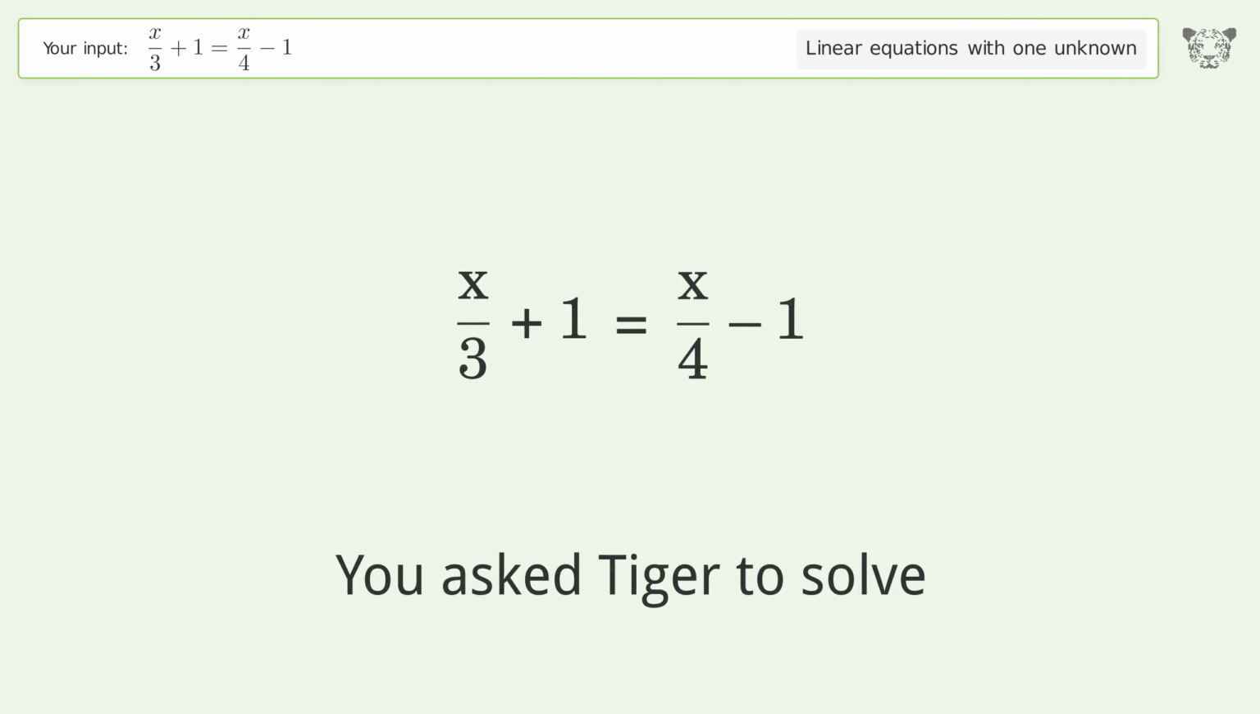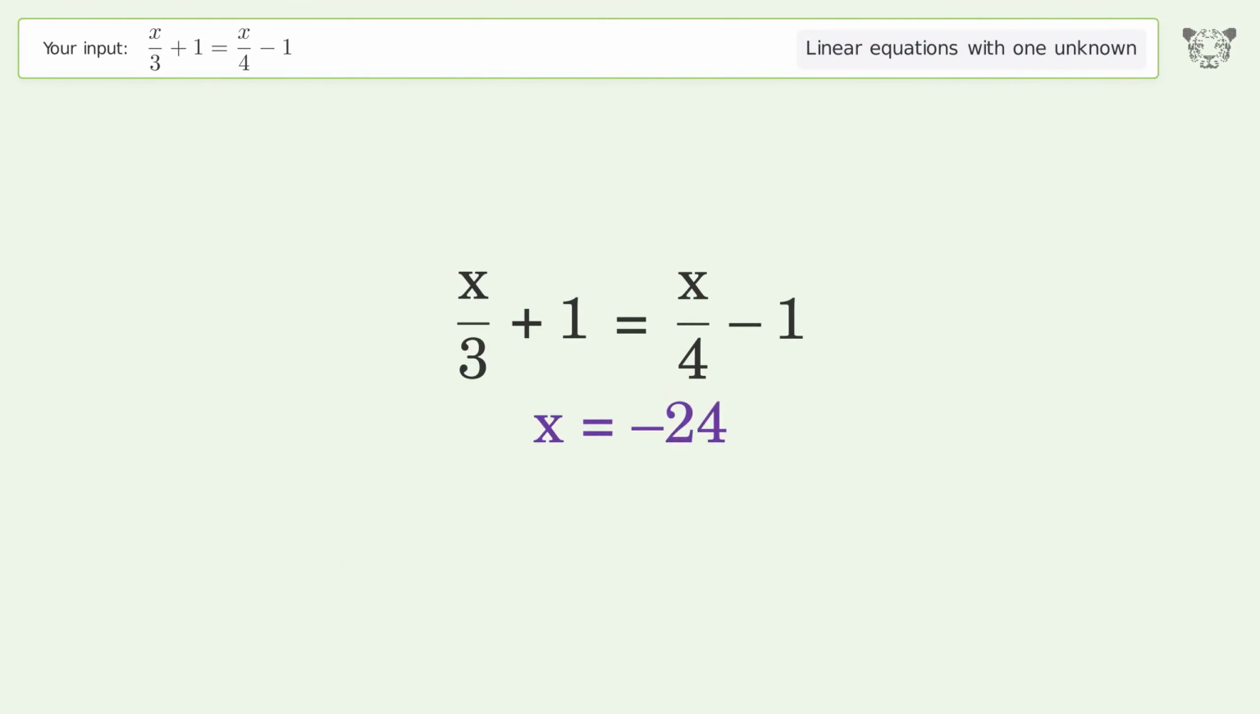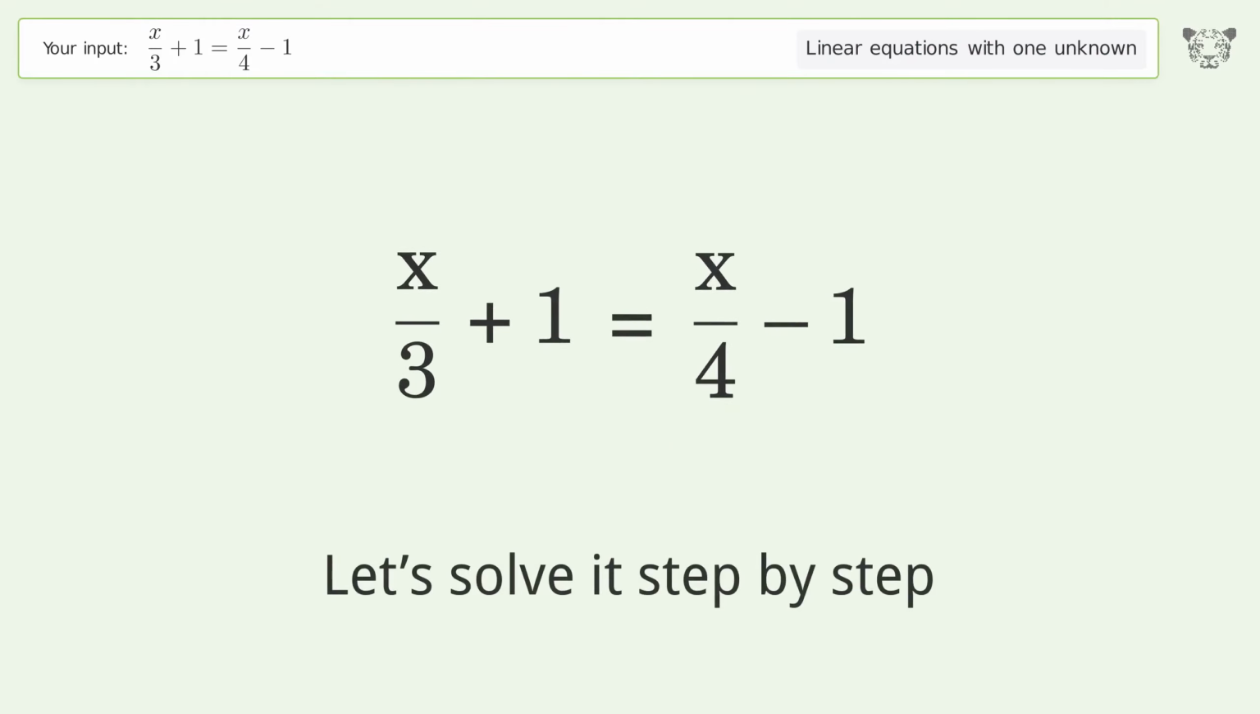You ask Tiger to solve. This deals with linear equations with one unknown. The final result is x equals -24. Let's solve it step by step.